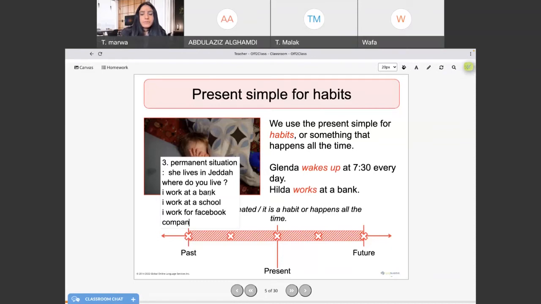Okay. Clear up till now for the permanent situation? Wafa and Abdulaziz, is it clear? Yes. Okay. So here for the permanent situation, I'm still using present simple. We never use the present continuous. And I do not say I'm living in Jeddah. I say I live in Jeddah. I do not say I'm working for a company. I say I work for a company. I work at a school. I work at a bank. Because this is permanent. هيدا permanent.